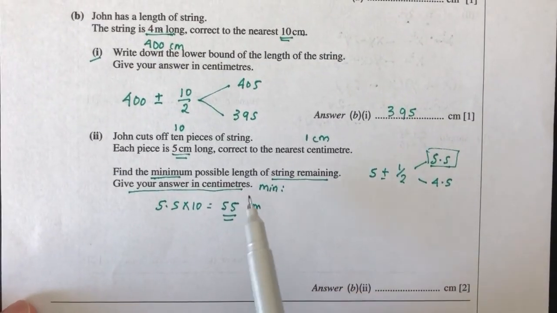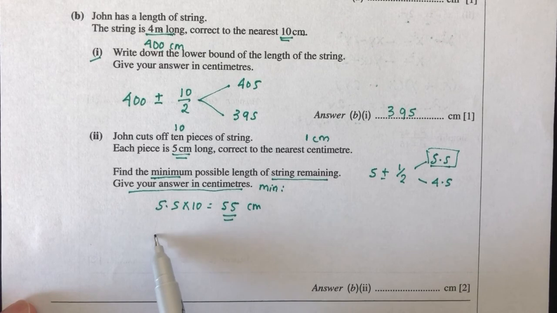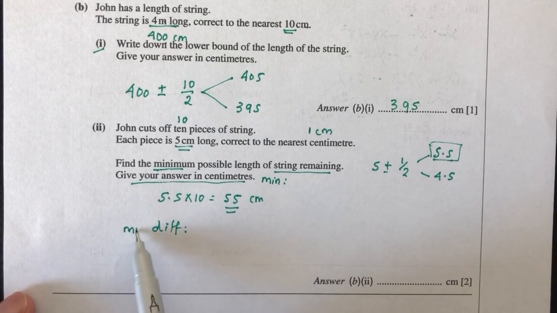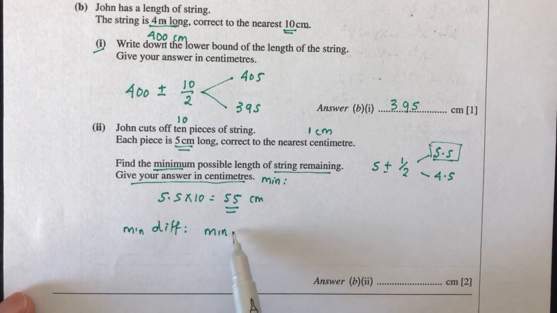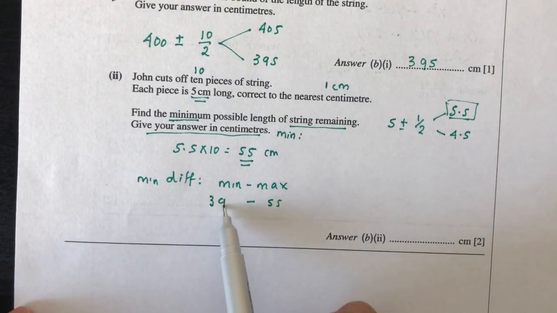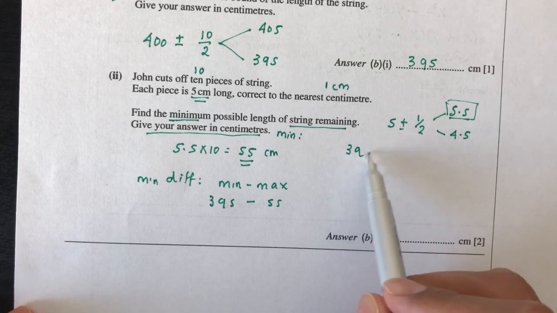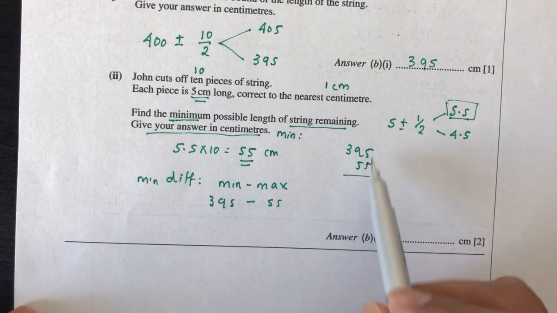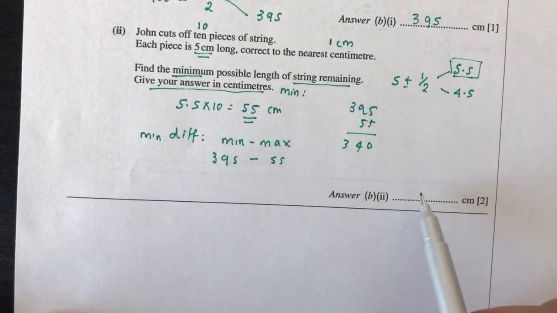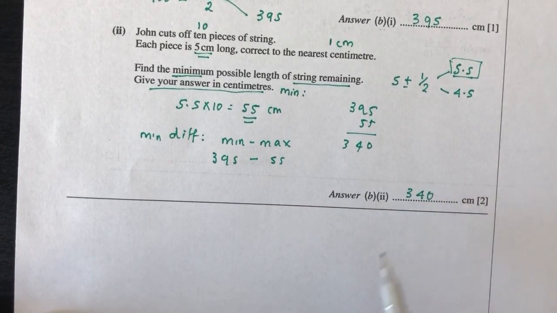So what is the minimum? When we are looking for a minimum difference, we have to take the minimum value minus the maximum. So this is the max, 55, and minimum here will be 395. So 395 minus 55, that will be 340. So your answer part B will be 340 centimeters.